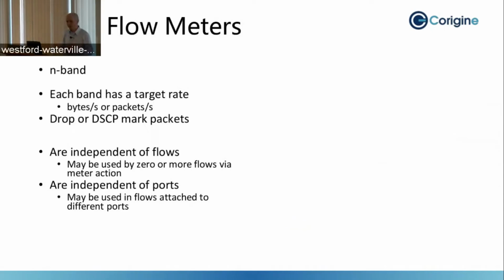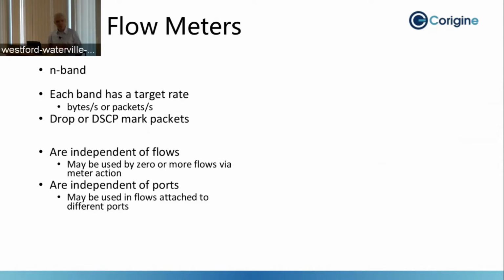Okay, so here's an overview of how OpenFlow meters work, or some key attributes of them. They have a number of bands. Each band has a target rate, but the rate might be in bytes or packets. You can do two things. If the rate is exceeded, you can either drop the packets or you can mark the packets. For the purpose of this work, I'm only handling the drop case because that is what our users request. But there's no real reason you couldn't extend it to handle the DSCP case.